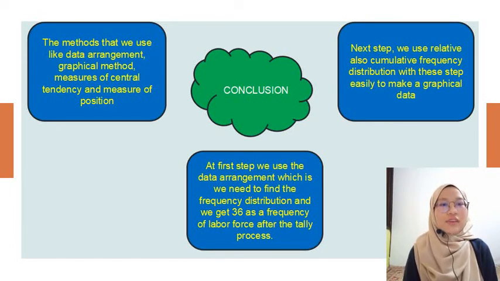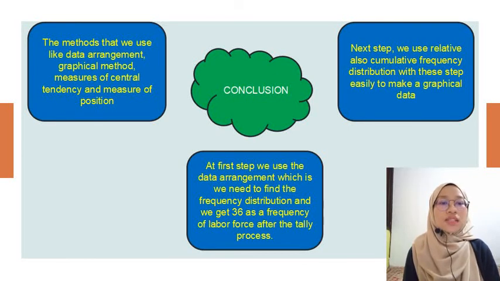Today, I would like to present about the conclusion. In conclusion, we use some methods based on what we learned to find the right data about the labour force by age in Sarawak statistics in Malaysia. The methods that we use are data arrangement, graphical method, measures of central tendency and measures of position.